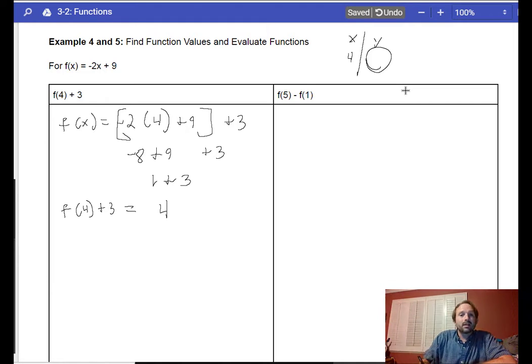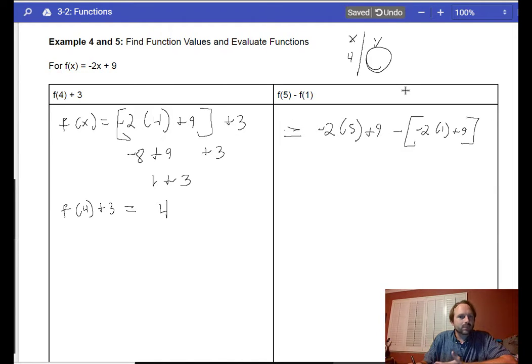All right, next up. It says, hey, what if I have f of 5? I input 5, and then I subtract f of 1. Okay, well, we have to figure out what f of 5 is, and we have to figure out f of 1. Now, we could just make our function and say, all right, we have negative 2 times the quantity 5 plus 9, and then we're going to subtract negative 2 times 1 plus 9.